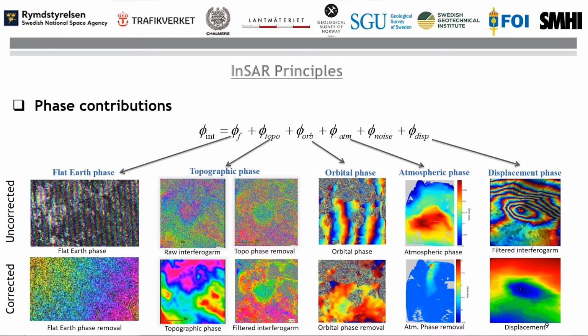And you can see the deformation appears here as fringes. After unwrapping, we can convert the unwrapped phase to the displacement. The main objective here is to get rid of the first five phase components and just keep the displacement information. So InSAR encounters three main error sources, and we need to address them properly, to remove or somehow mitigate the effect of these error sources on the interferogram.